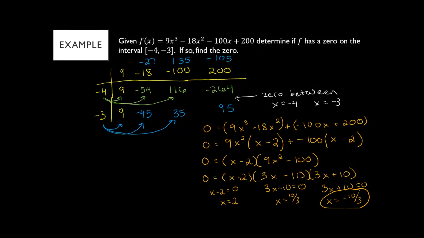In other terms, you basically have to kind of guess and check, but you're guessing numbers that are within that interval. It would be no good for me to guess the number 10 if I know there's a 0 between -4 and -3, because 10 is not between -4 and -3. It would just be a waste of time.